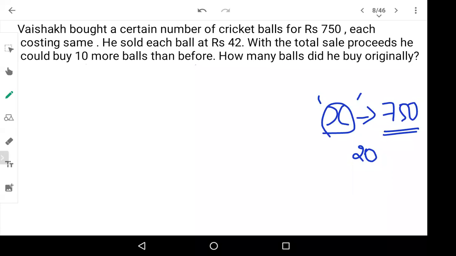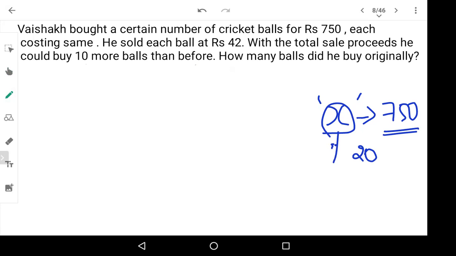Okay, so that is the first sentence. He sold each ball at 42 rupees. So he had bought some cricket balls at totally 750 rupees, but he sold each ball at 42 rupees. With the total sale proceeds, he could buy 10 more balls than before. So first he bought X number of balls.